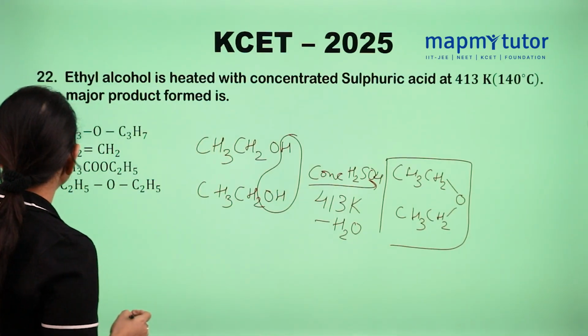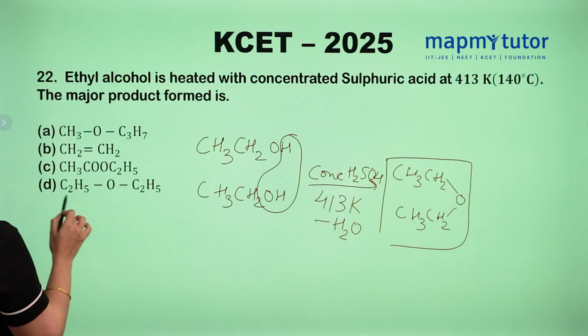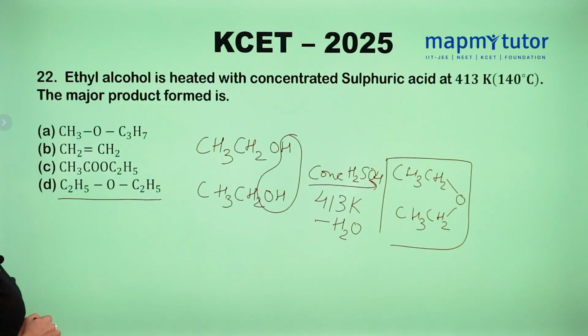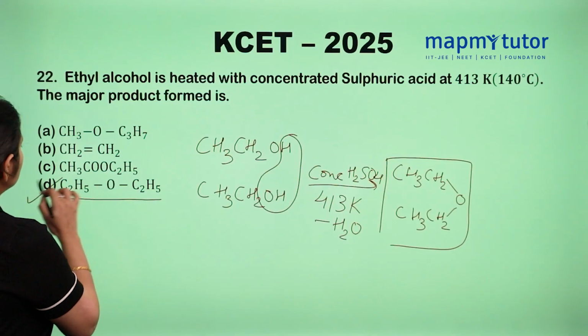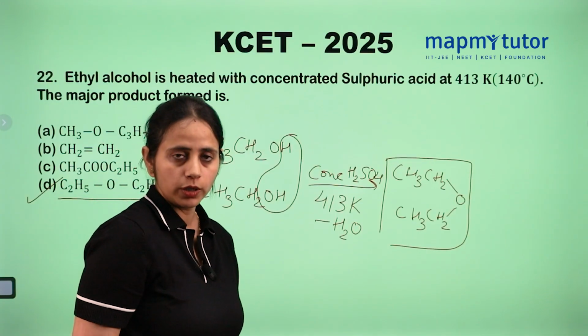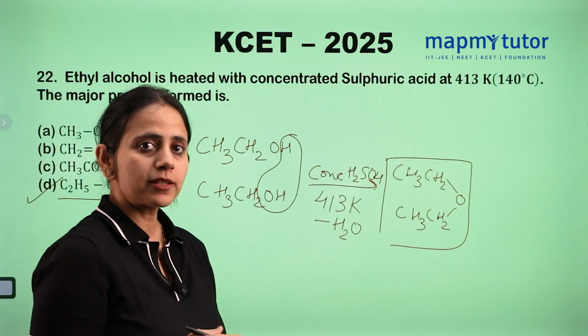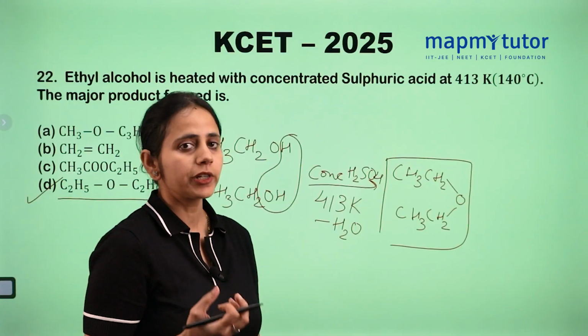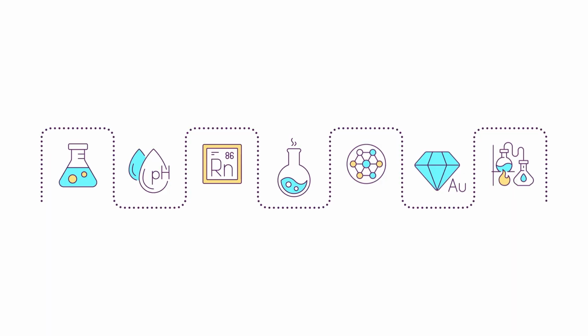Let's see. This is C2H5OC2H5. This is our answer. So on heating ethyl alcohol or any alcohol at a high temperature in the presence of concentrated sulfuric acid, we will get ether.